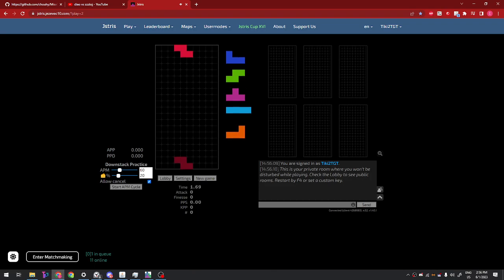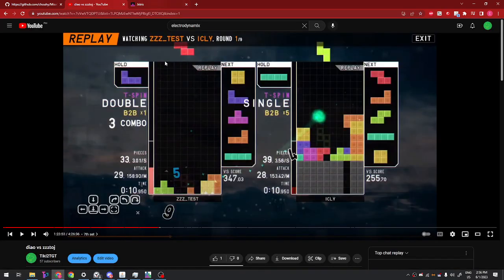I do not know what this is. I think this is free play, but I'm only allowed to do that. And for Tetrio, I'm only allowed to do single player modes.